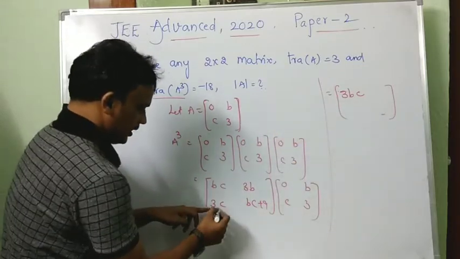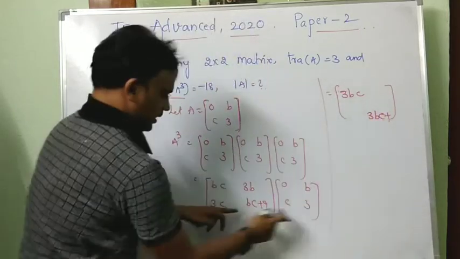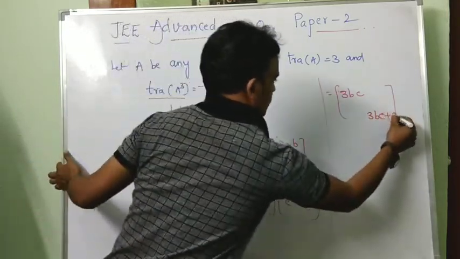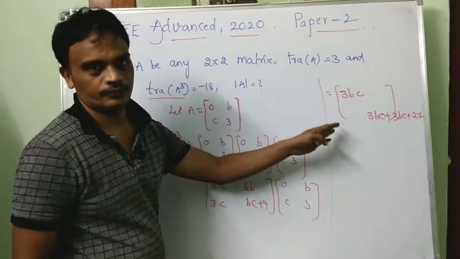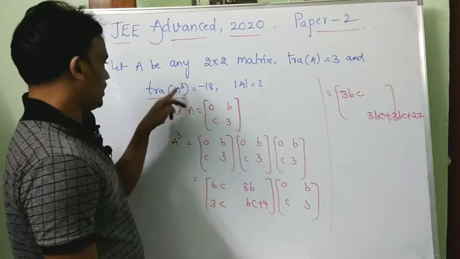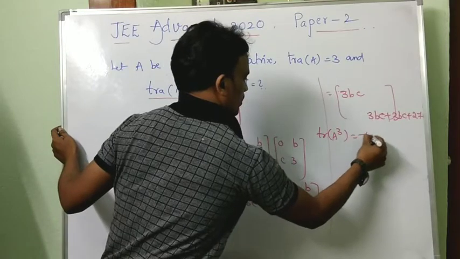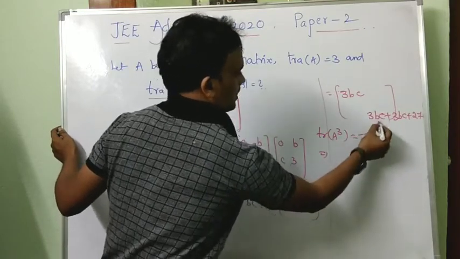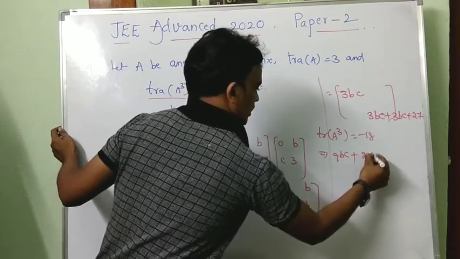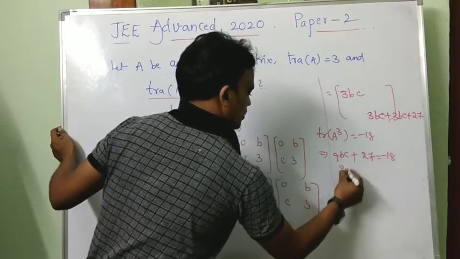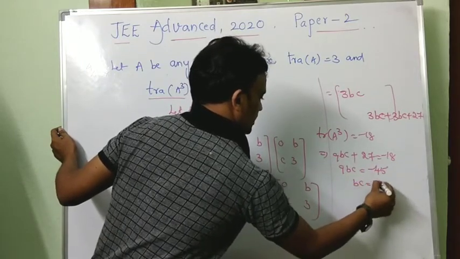Fourth element is 3BC, which is 3BC plus 3 times BC plus 9, which is 3BC plus 27. This is actually A cube. But they have given the trace of A cube is minus 18. So what is the trace of A cube? 3BC plus 3BC plus 3BC, which is 9 times BC plus 27, equals minus 18. So 9BC equals minus 45, and BC is minus 5.